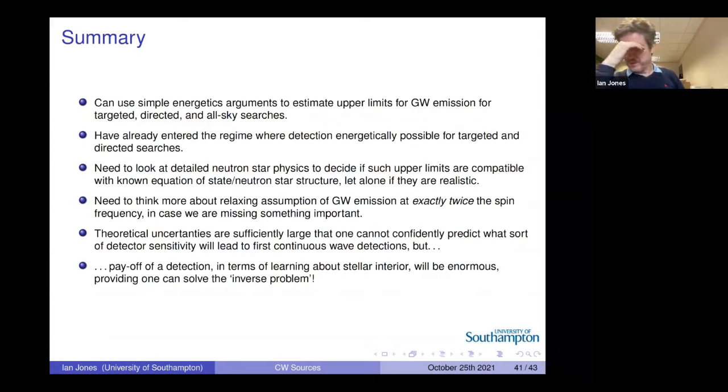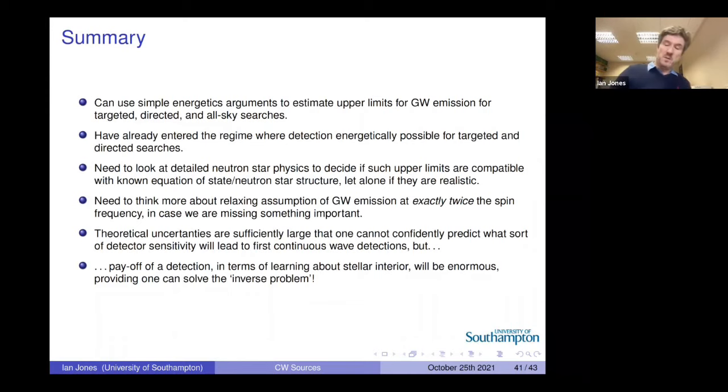But what I hope I have convinced you of from the second part of my lectures is that the interior physics of neutron stars is important in determining the level of emission. So if we do detect something, then as long as we can say something like the inverse problem and infer what the emission mechanism was, we could stand to learn a fair bit about neutron stars.